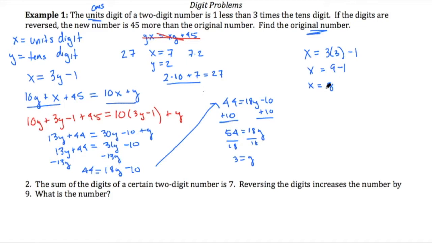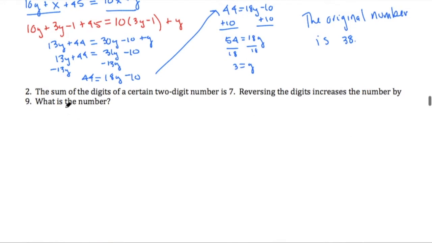So it wanted us to find the original number. From our definition of our variables, x is the unit digit, y is the tens digit. So we have those numbers. So the original number is 38. Terrific. Let's look at a second example of this.